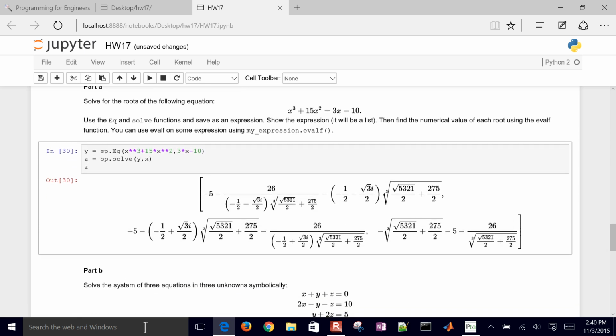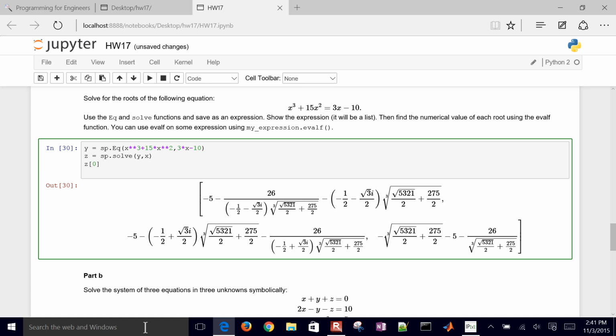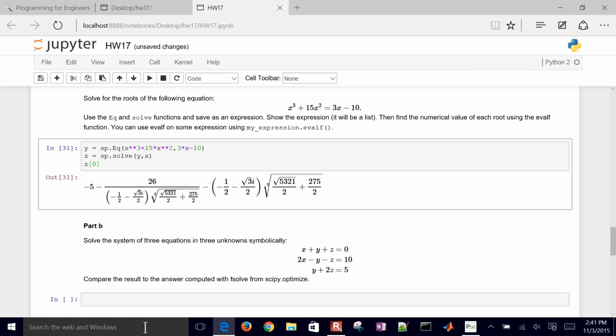So here it is. We've got 3 different roots, and they're all separated by commas. So I could do z0. That would give me just that first root. It gave me 3 before, separated by commas. I'll just take the first one.